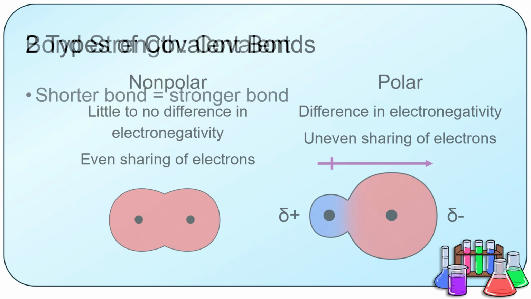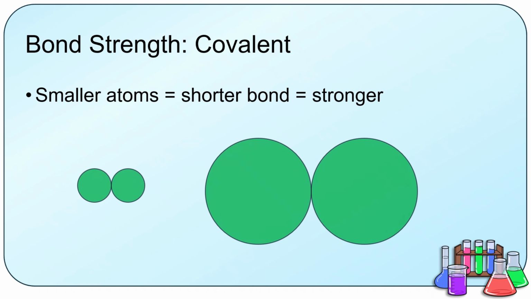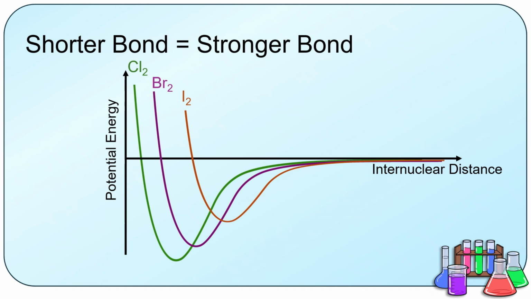For covalent bonds, shorter bonds are stronger. So how do you get short, strong bonds? One way is to have small atoms. The distance between small atoms is shorter, which means that the bonds will be stronger. This can be represented by a potential energy diagram. Between these three elements, chlorine has the smallest atoms, so it has the shortest bond length and also the largest bond energy, which means it has the strongest bond. Iodine has the largest atoms, so it has the longest bond length, the smallest bond energy, and the weakest bond. The deeper the potential energy diagram goes, the stronger that chemical bond is.